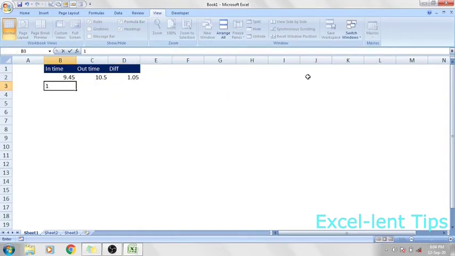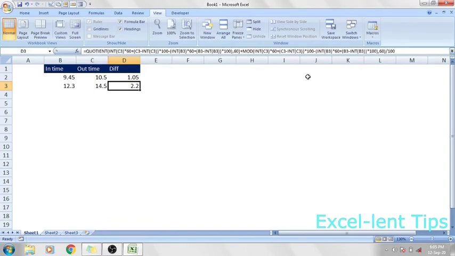And also make sure the time you are inserting is in 24-hour format, only then this formula will work correctly. I am giving 12:30 and 14:50. So the difference is 2 hours and 20 minutes.